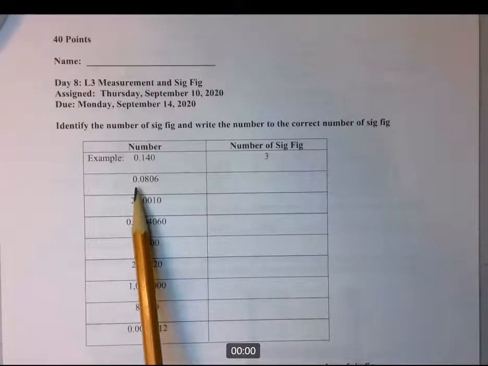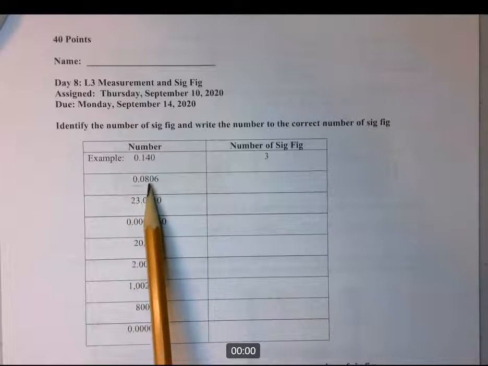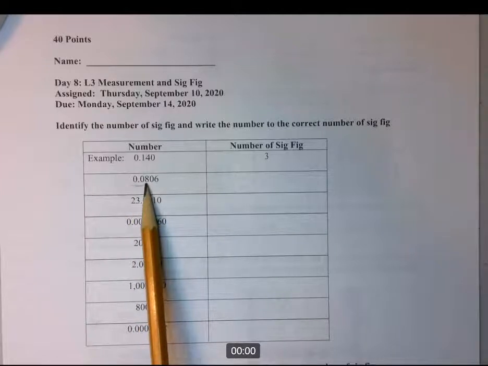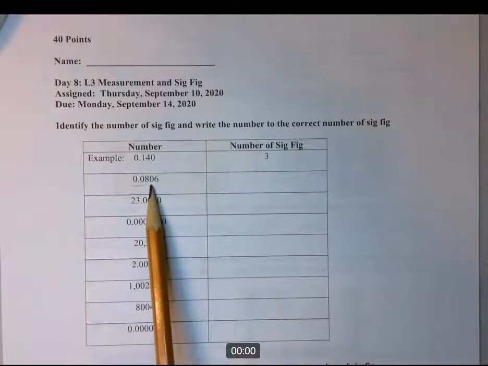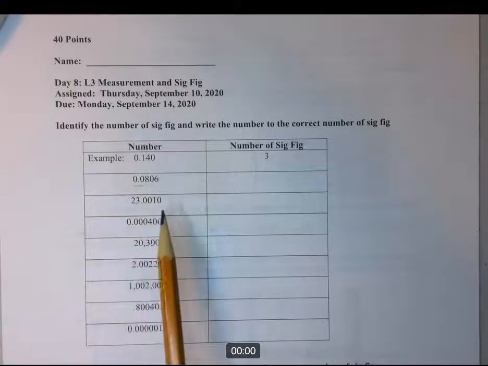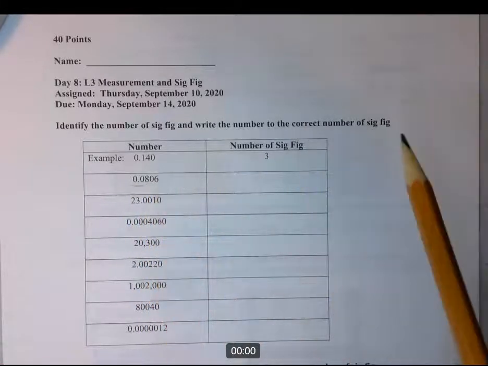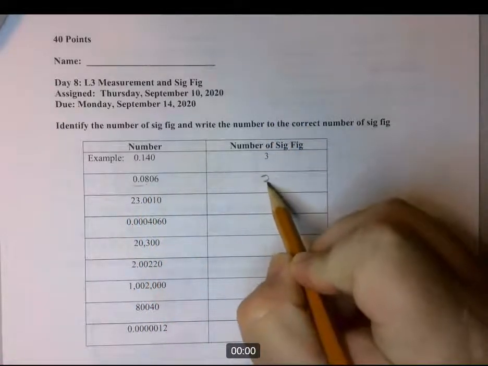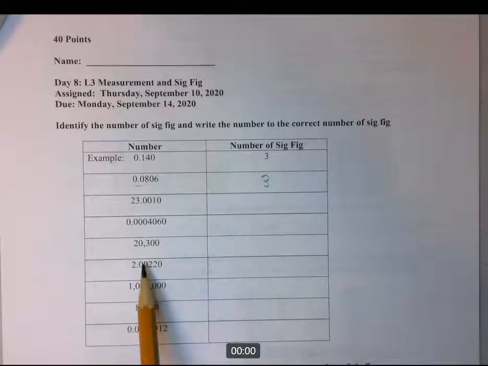So the rule is that any zeros that are leading, that come before the first non-zero digit, are never ever significant. Any zeros that come between two non-zero digits are always significant. So these are not significant, significant, significant, significant. So there's three significant figures there. Okay, let's skip down to this one.